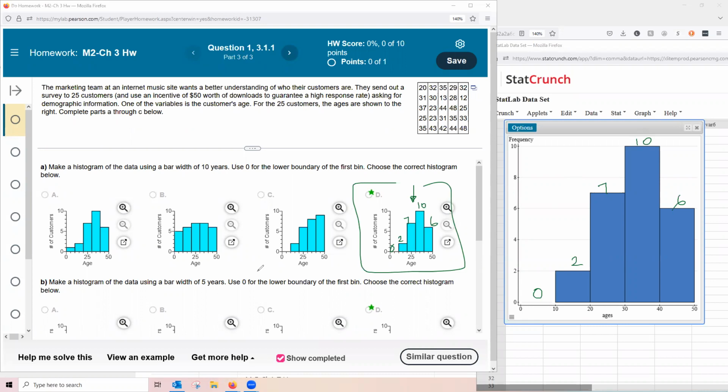All right, let me go to part B. It says do the same thing, but now make the width 5 years. And it did tell us use 0 for the lower boundary. So we did do that.